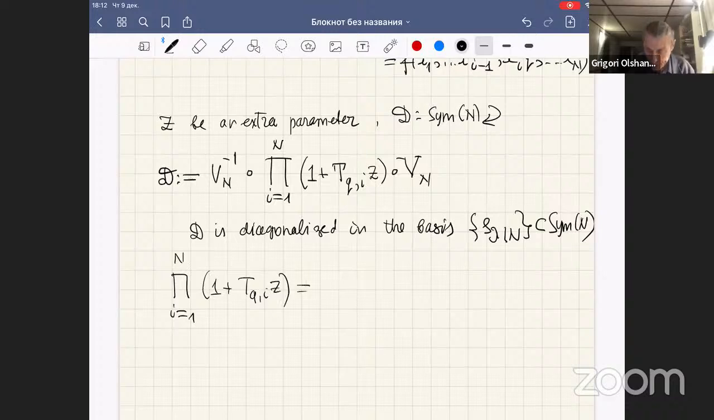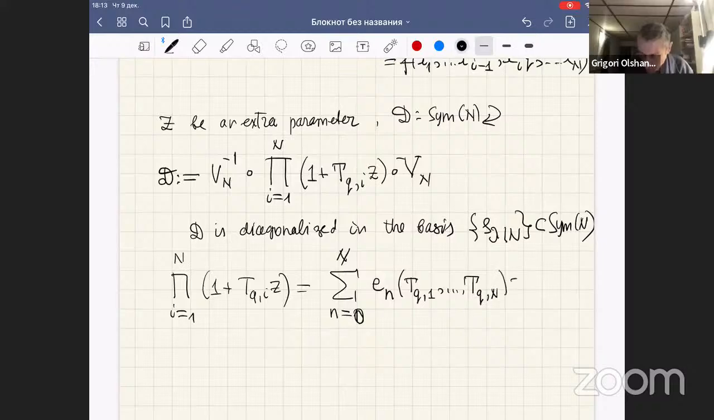What is it? It is the sum, and we have an elementary symmetric polynomial in these objects, these operators. They commute, pairwise commute, so there is no problem to define it. One can regard this expression as a kind of generating polynomial, generating series, generating function for this object. And again, one can easily prove that Schur polynomials are common eigenfunctions of all these operators.